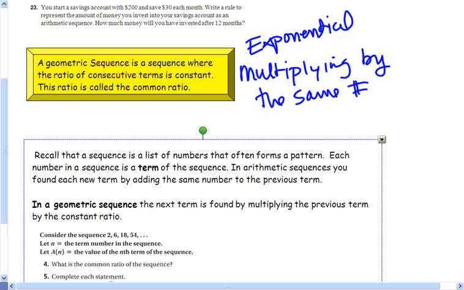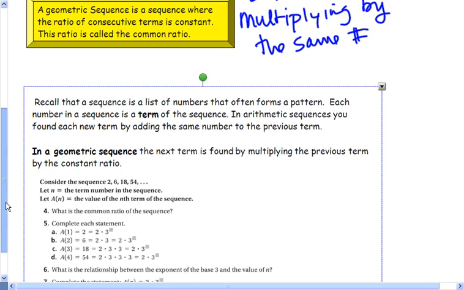All right, so recall that a sequence is a list of numbers that often forms a pattern. Each number in a sequence is a term of the sequence. In an arithmetic sequence, you found each new term by adding. In a geometric sequence, the next term is found by multiplying by the constant ratio.